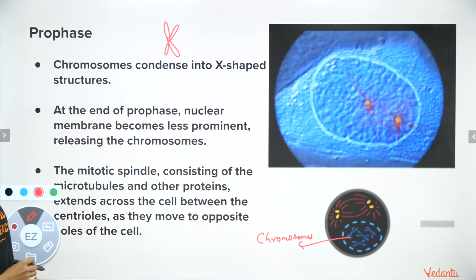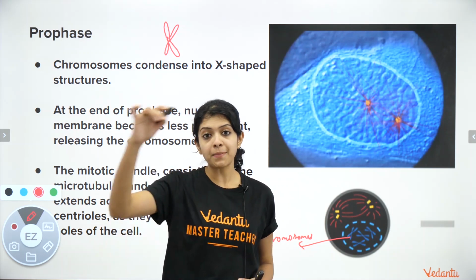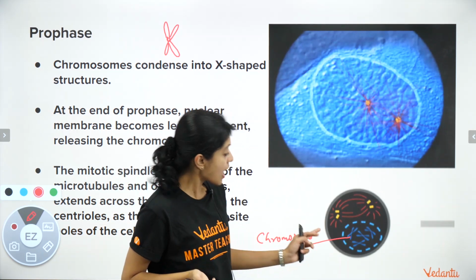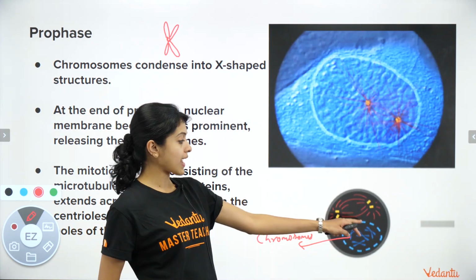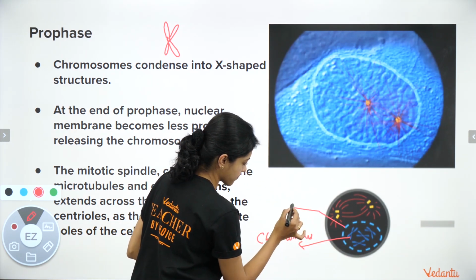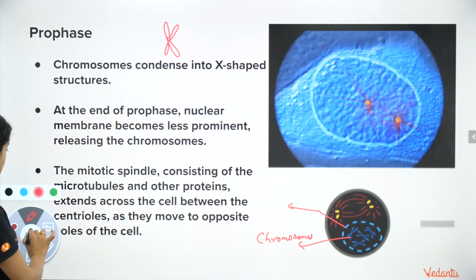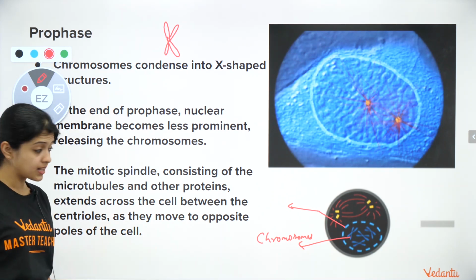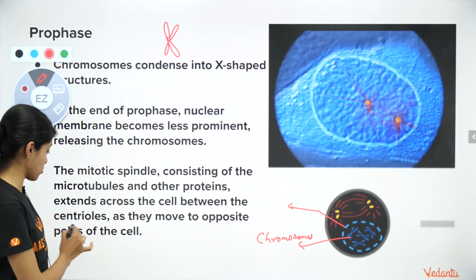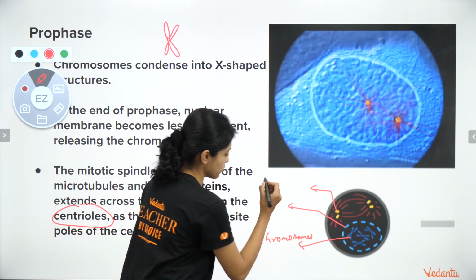Okay. Secondly, at the end of prophase, the nuclear membrane becomes less prominent, releasing the chromosomes. Now we know that the nuclear membrane is the layer that surrounds the nucleus, the layer that protects the nucleus, basically the outer covering of the nucleus, right? But you can see here that the nuclear membrane is drawn as dotted structures, right? Do you see that? This is what the nuclear membrane is. Okay? So it becomes less prominent towards the end of prophase, and the mitotic spindle consisting of the microtubules and other proteins extends across the cells between the centrioles. Okay, centrioles. What are the centrioles? These yellow structures that you see here are the centrioles.